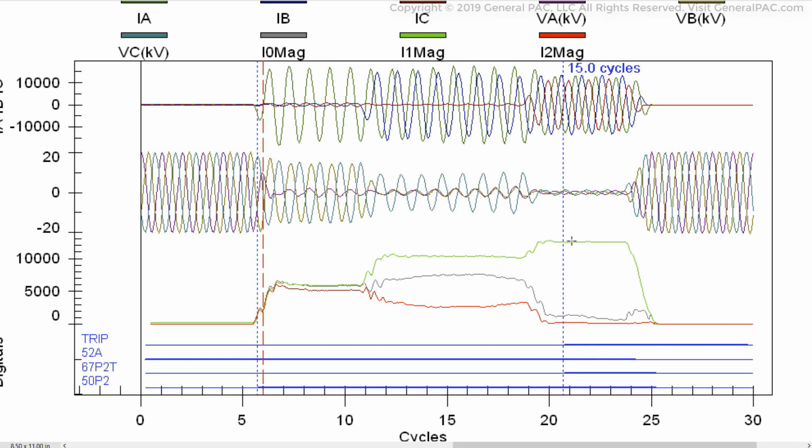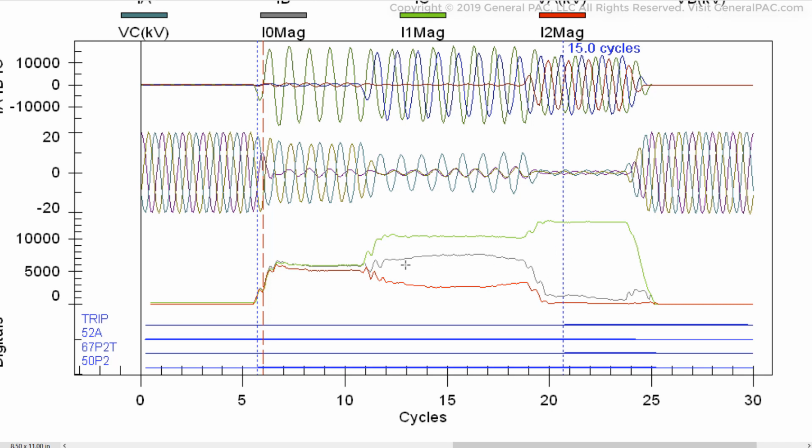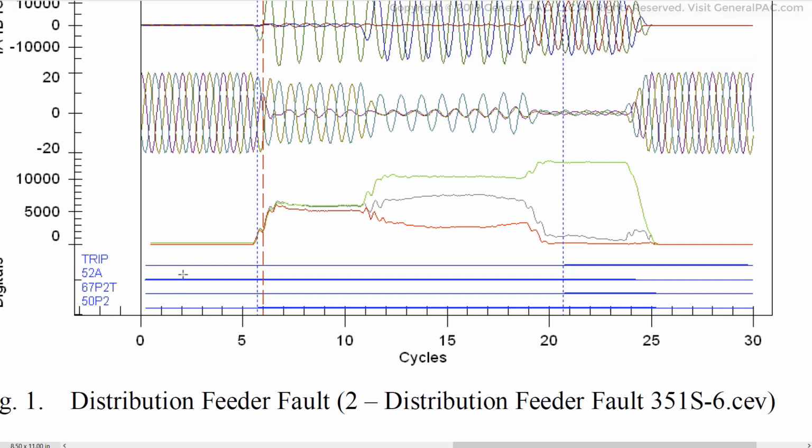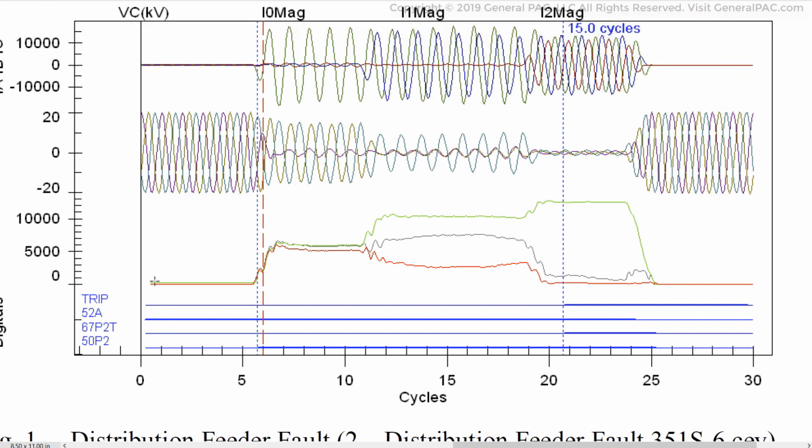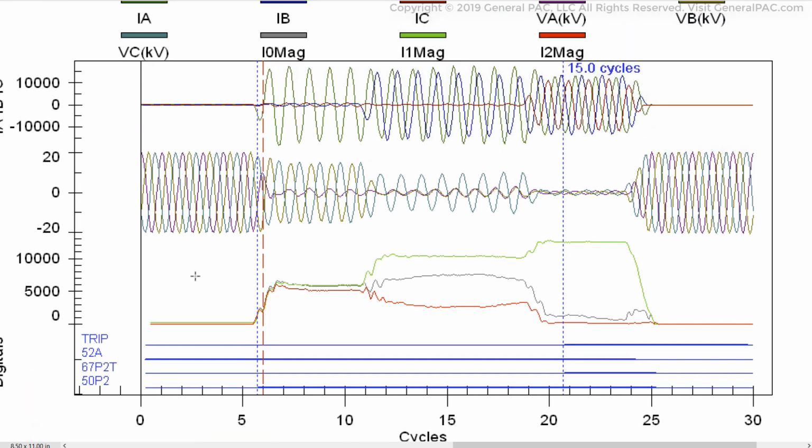We see a continuing rise of the positive sequence current, right? Because it becomes a balanced circuit, and with a balanced three-phase fault, we would normally see a high positive sequence current magnitude. So from a sequence components perspective, this makes complete sense, right? And so let's look at the digitals now. And the question was what protective element it tripped on. So this is a trip signal right here.